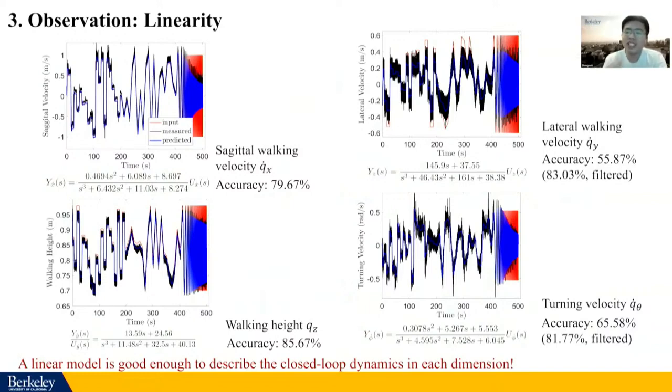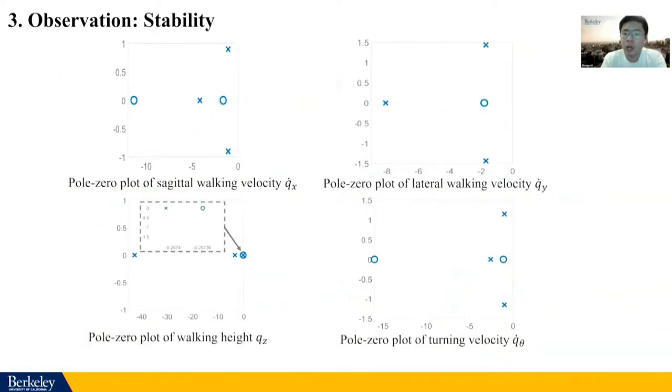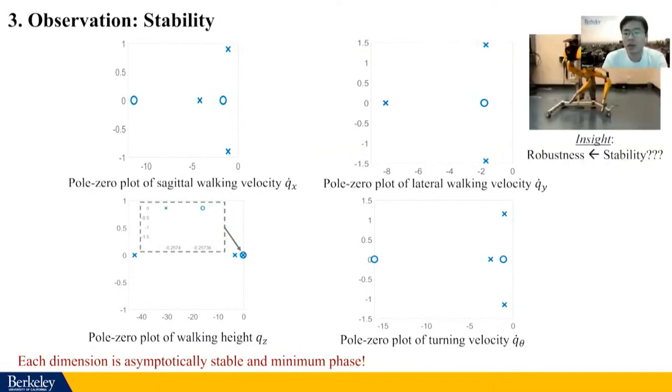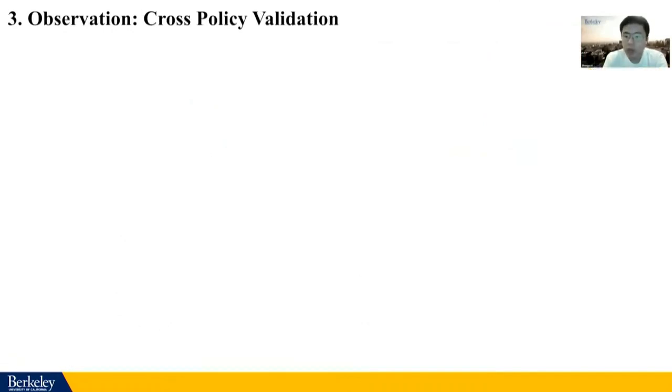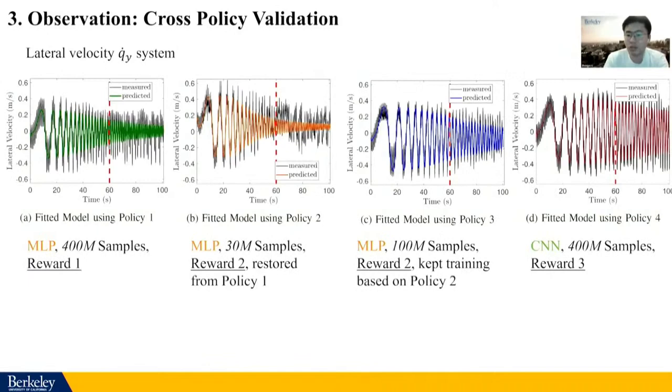So since we obtained the explicit model, we can apply some stability analysis on it. We find that all the zeros and poles are on the left-hand plane, which means that each dimension is asymptotically stable and minimum phase. This can actually give us some insights about the reason for the robustness of this RL controller. This is only a single controller. We will validate this on different RL policies.